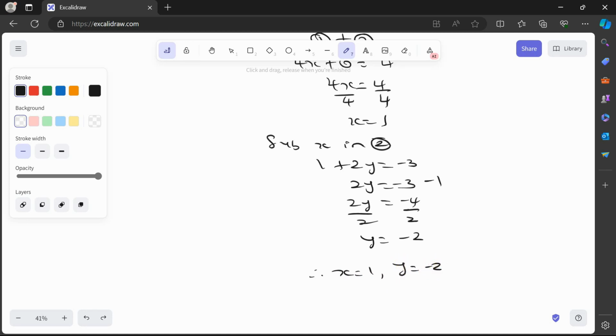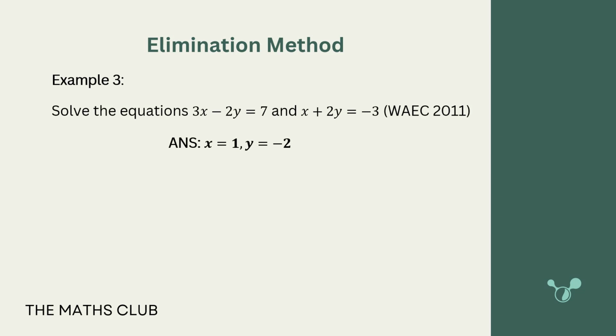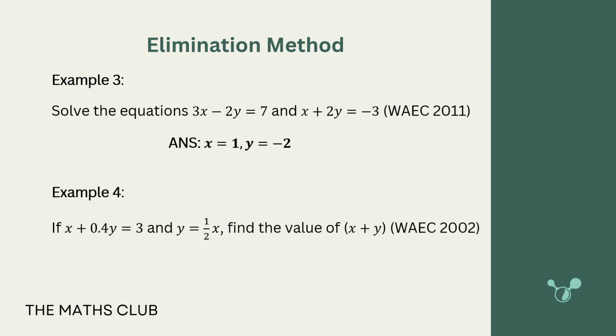So that's basically it for this particular question. If you got this value, I think it should be correct. Let's see if we're correct. So x is equal to 1, y is equal to minus 2. Great. Next example says that if x plus 0.4y is equal to 3 and y is equal to 1 over 2x, find the value of x plus y. I want you to pause the video and just try this out yourself.